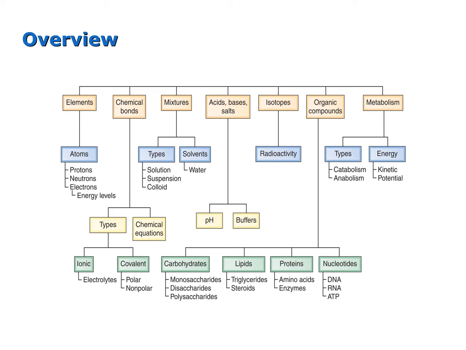We'll look into organic compounds. As we know, there are carbohydrates, lipids, and proteins, along with nucleotides. And also, we'll see how chemistry and matter relate to metabolism. What types of metabolism do we have, which is catabolism and anabolism, and how the energy is produced and used in our body.